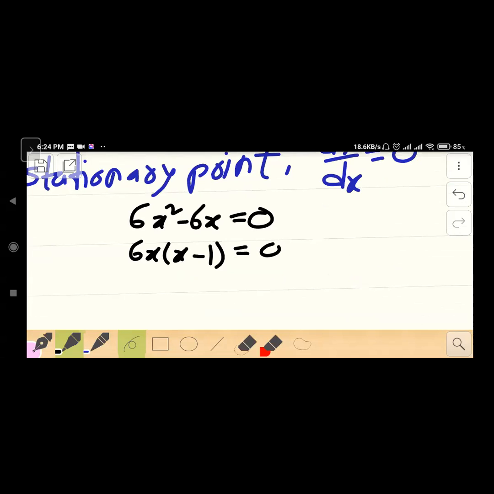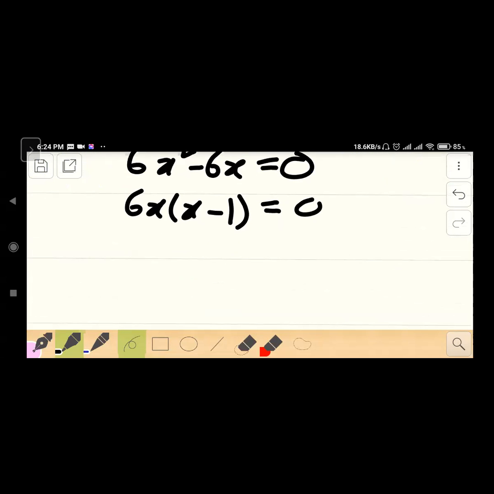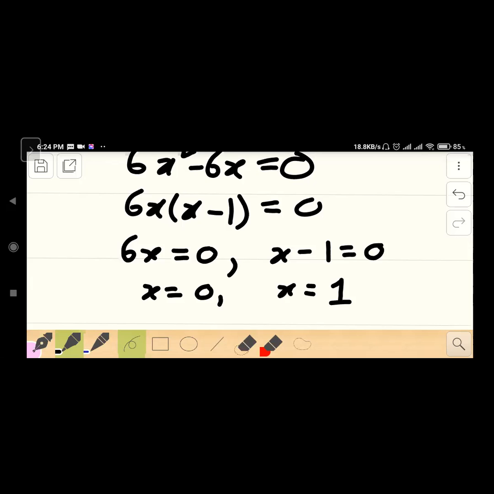So what do we have? We have 6x is equal to 0, or x minus 1 is equal to 0. So values of x can be 0, or values of x can be 1. So we have stationary points at x equal to 0 and x is equal to 1. Now, at these stationary points, we have to find whether the values are maximum or minimum.